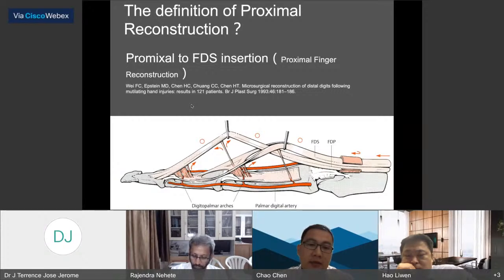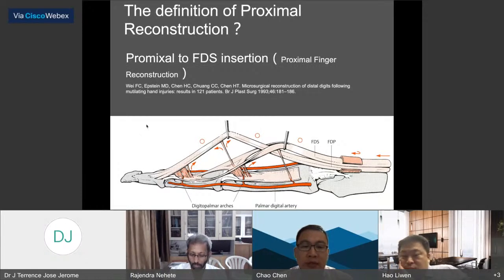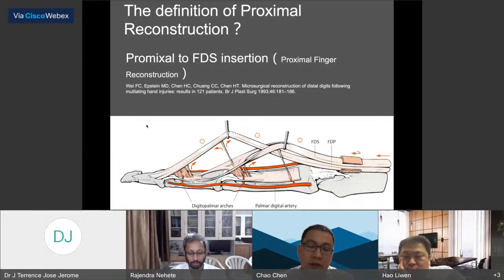And also the insertion is not a line, it's an area. So it's very difficult to make a clear boundary. And in other aspects, even though we lost the insertion of the FDS tendon, the FDS tendon or even the FDP tendon can adhere to the remnant of the middle phalanx, and the PIP joint can actively move.